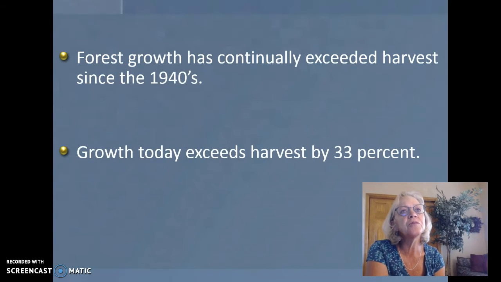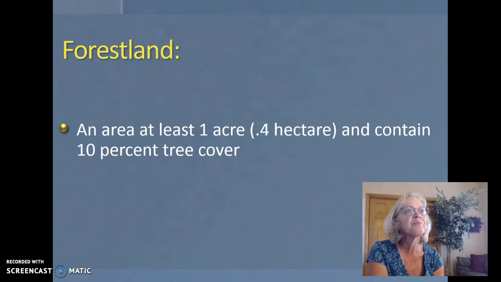Forest growth has continually exceeded harvest since the 1940s. And growth today exceeds the harvest by 33%. Now, of course, we can make statistics mean whatever we want, and we can make them say whatever we want. So these are facts put out by the U.S. Forest Foundation, but another organization might be putting out different facts, as you saw in the movie.